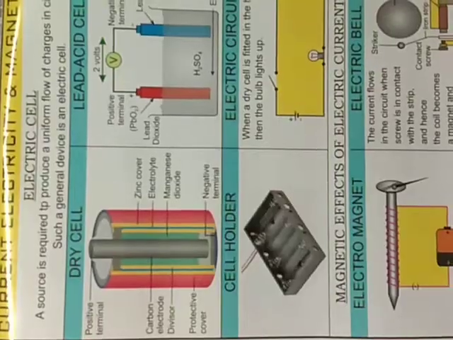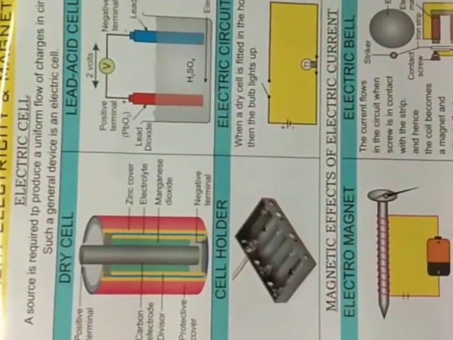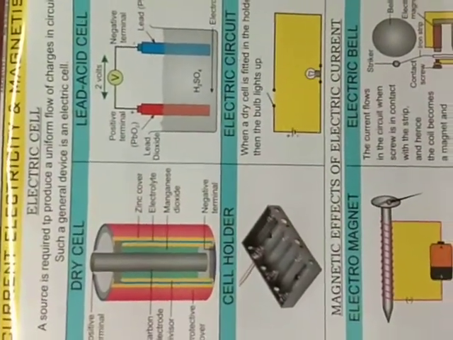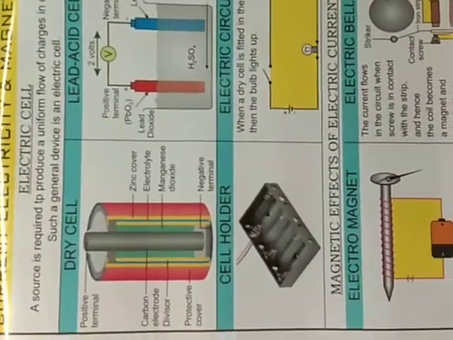Okay, I will show with the help of charts what a dry cell, cell, conductors, and nickel cadmium cell are. Let's see the charts. Electrical cell: a source is required to produce uniform flow of charges in a circuit. Such a device is an electrical cell.